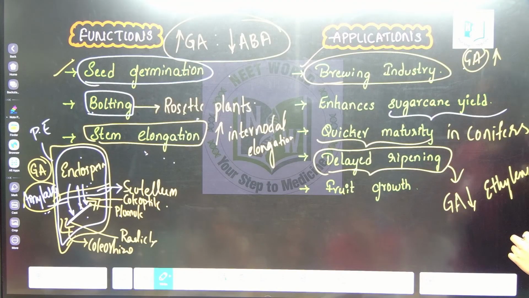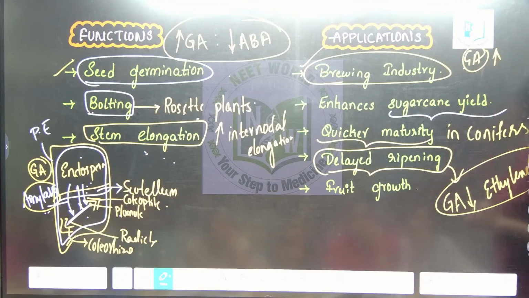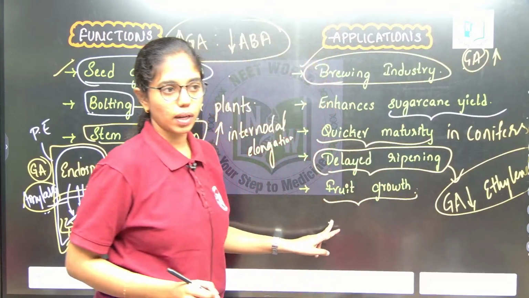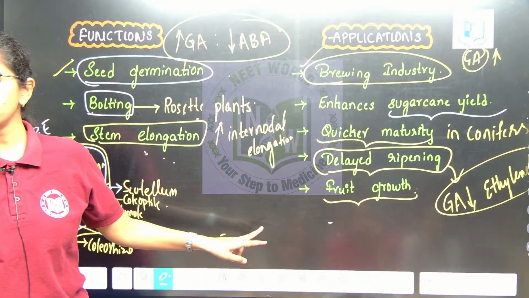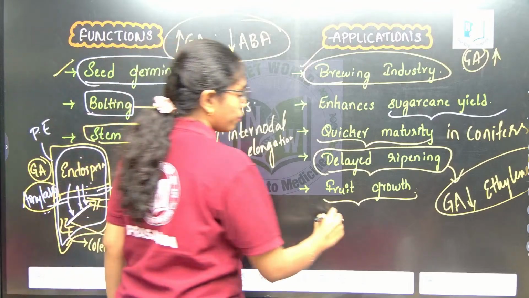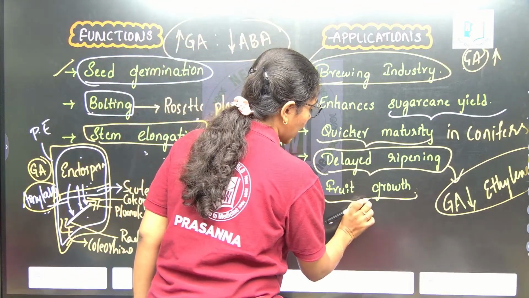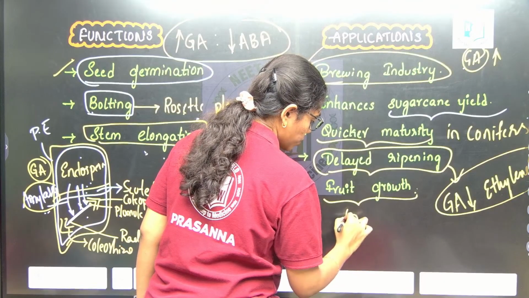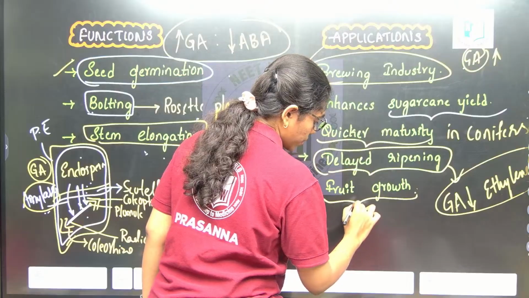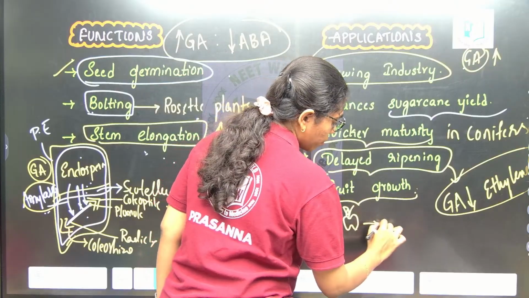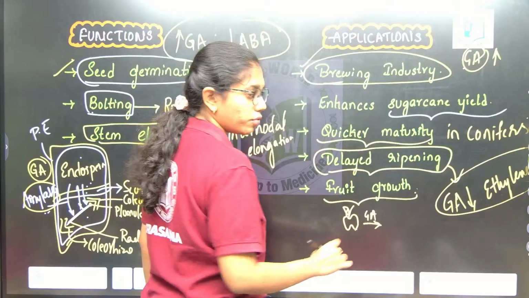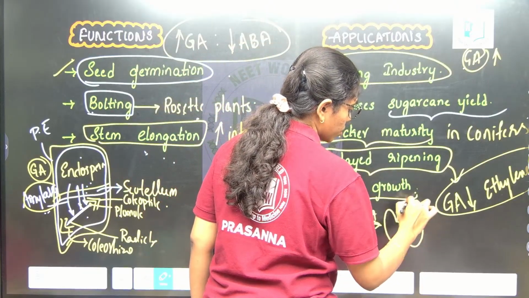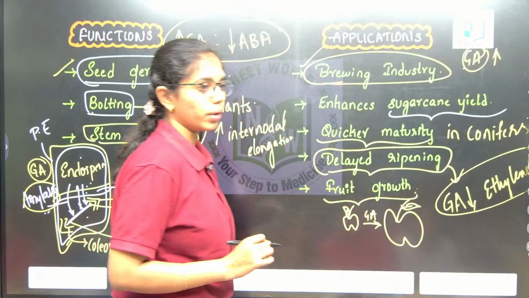These both are what? Antagonistic in their function, and this will increase the size of fruits as well, okay. This will increase the size of fruit. For example, if the traditional apple size is of this much, let us suppose, but with the action or the spray of gibberellins, they will be increasing in size to this huge. One small example I have told you, okay.